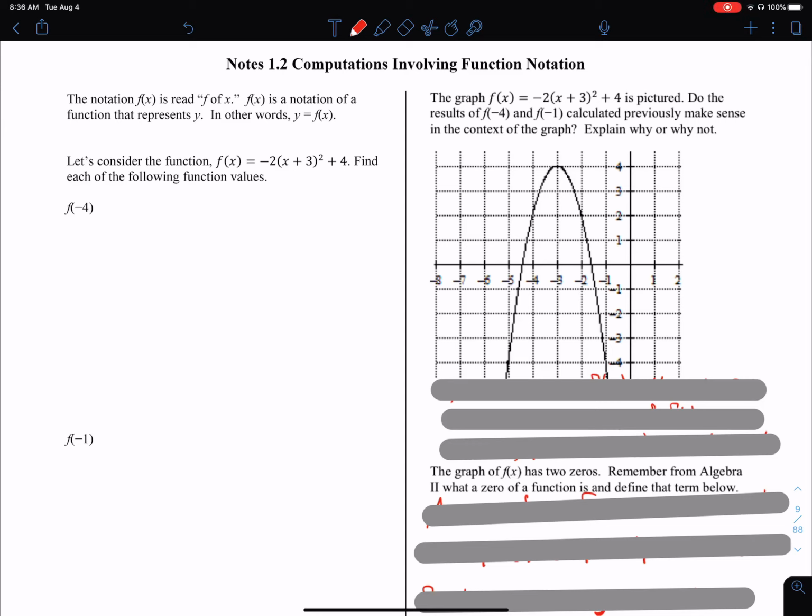PreAP PreCalculus, Note Section 1.2, Computations involving function notation. In the previous section, we focused on transformations and some parent graphs, how different numbers or negative signs are going to affect the parent graph to make a new graph. And today, we are going to figure out what it means when we do some calculations with the function notation, what the x and y values mean.